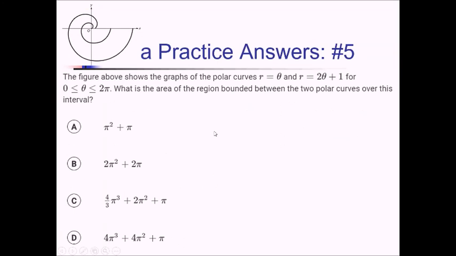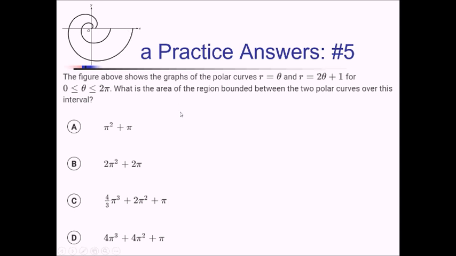On this no calculator question, we're given a figure showing the graph of the polar curves r equals theta, which I happen to know is the spiral of Archimedes. It's this one that starts at the origin and comes out like this. And this other one, r equals 2 theta plus 1, which must be this kind of wider, more spread out version of the spiral of Archimedes. And this is on the interval from 0 to 2 pi. So we want the area of the region bounded by these two polar curves over that interval. So we're looking for the area of this space in between the two curves.